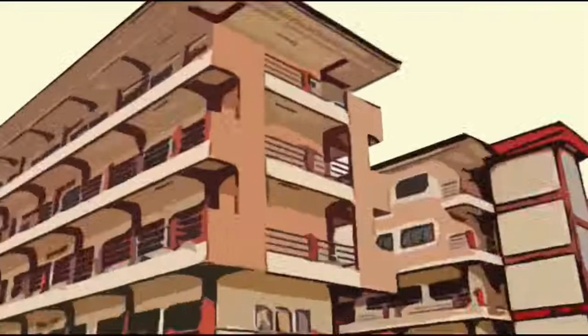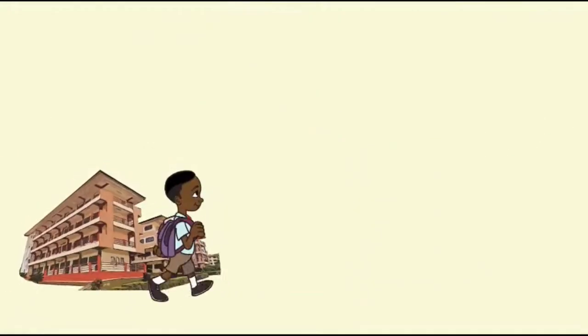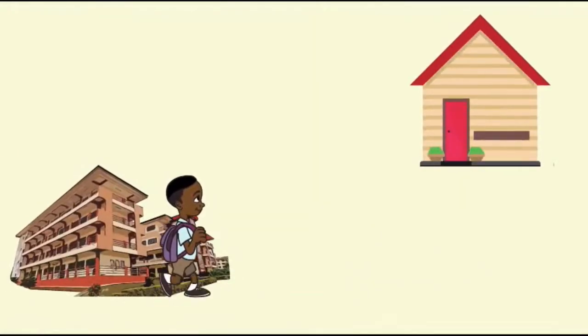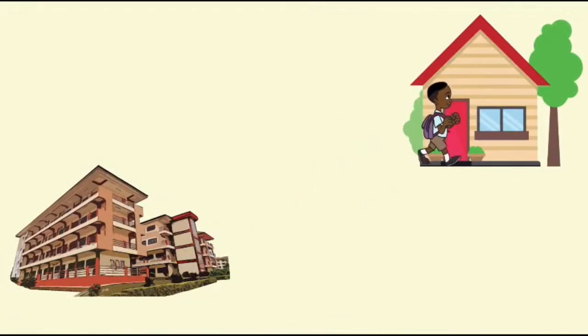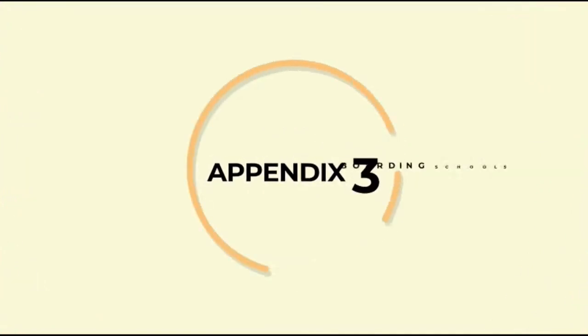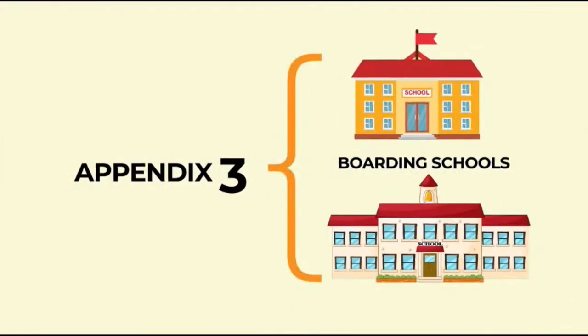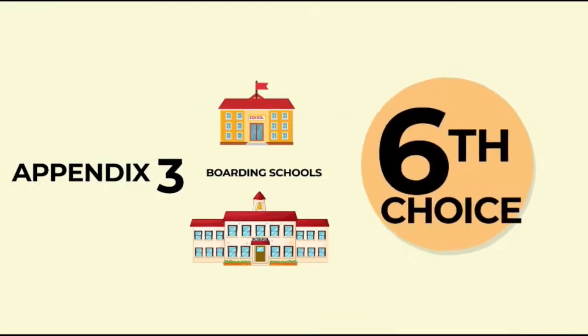Category D represents day school option. These are schools that candidates can attend as day student and must be schools located in the candidate's catchment area. Appendix 3 contains special boarding schools that can be selected as boarding for 6th choice selection.